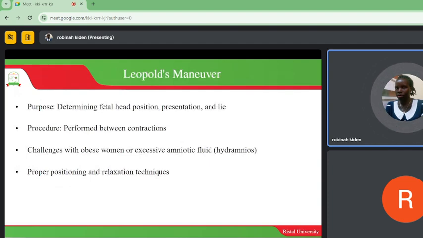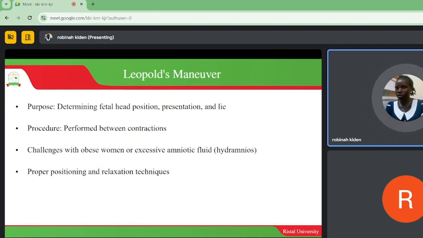So let us look at Leopold's maneuver. What is the purpose of doing this maneuver? The purpose is determining fetal head position, presentation, and the lie. So generally, how is the fetus stationed in the womb? Where is the head facing?